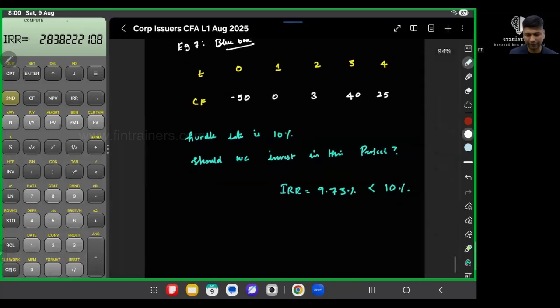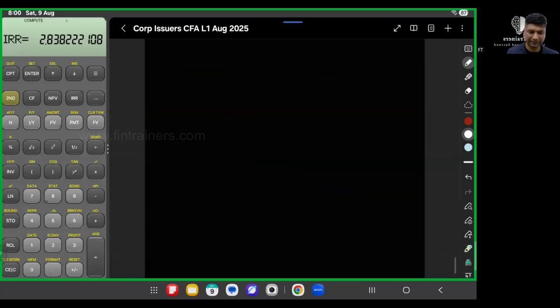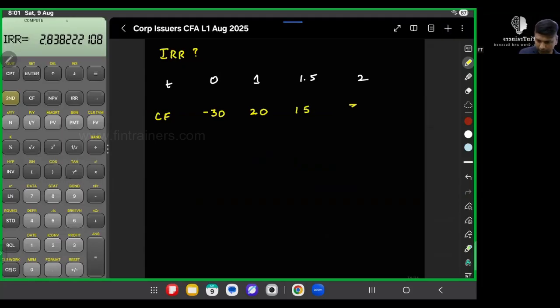So don't invest. Now it's a slightly trickier question. What is the IRR for this project? This is from one of the mock exams. Here, time is given in years: 0, 1, 1.5, and 2. And the cash flows are minus 30, 20, 15, and 30.